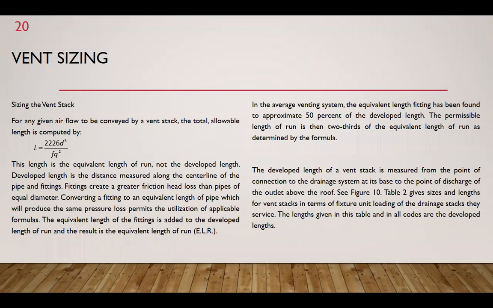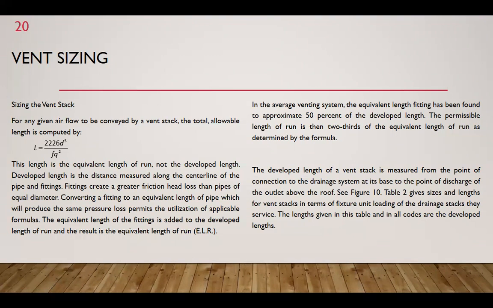2,226 times d exponent 5 over f by q squared. This length is the equivalent length of run, not the developed length. Okay? Developed length is the distance measured along the center line of the pipe and fittings.